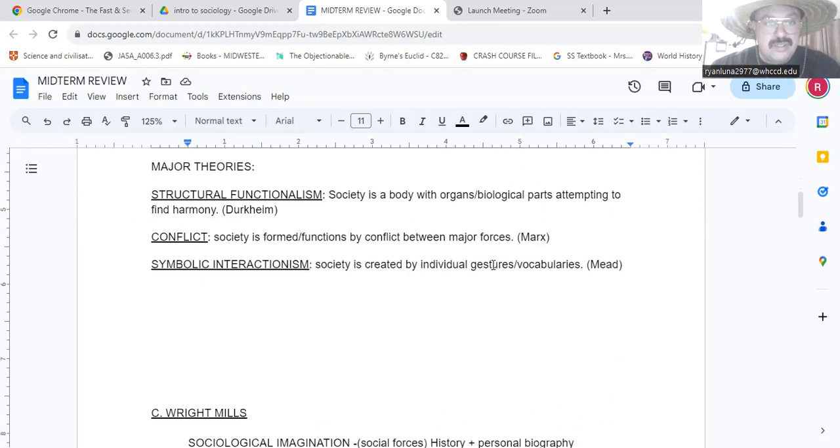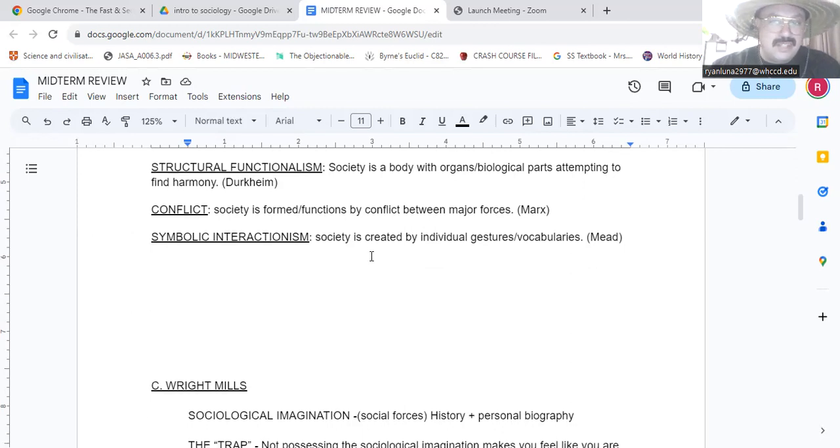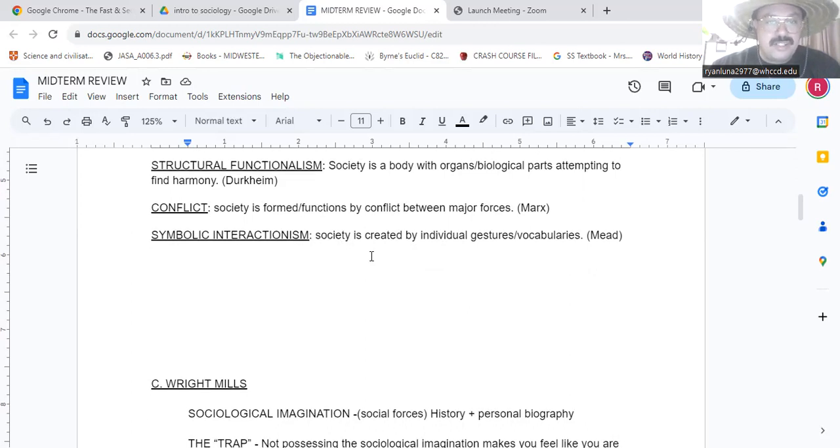Major theories. Structural functionalism: think of a body like an animal, an organism. Society is a body with organs, biological parts, attempting to find harmony. Durkheim is categorized in this area incorrectly, but we still have to know this association. Conflict: society is formed and functions by conflict between major forces. Noticing the term is in the definition itself.